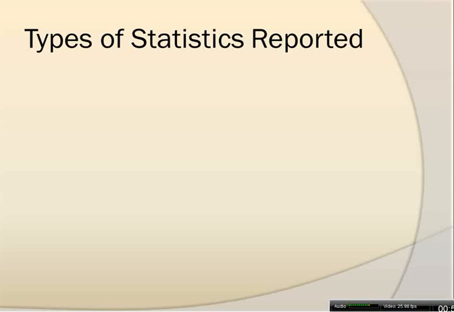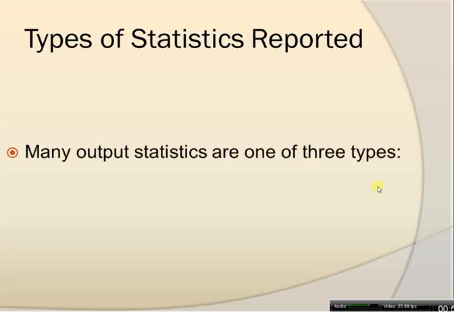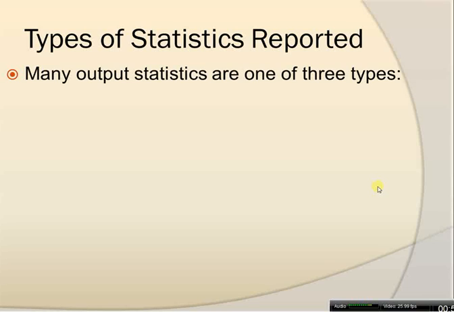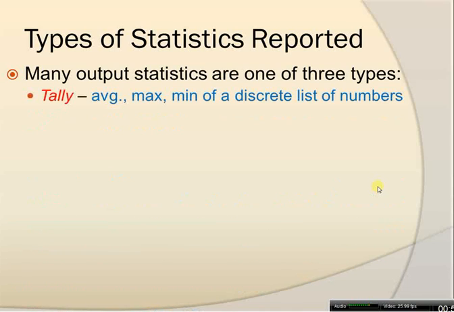Another important part is to know the differences between the types of statistics. And of course, I'm going to test you on that a lot. So this is important information that I want you to know regarding the different types of statistics. Many output statistics are one of three types, and you need to be able to distinguish between those three types. The first type is tally, which is a statistic that is the average, maximum, or minimum of a discrete list of numbers.